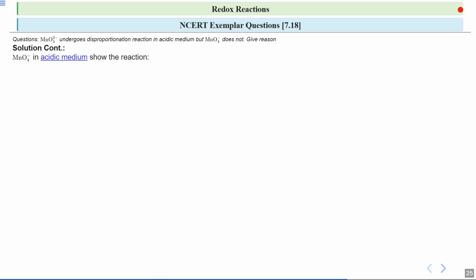What is the reaction that is shown by MnO4- in acidic medium? MnO4- plus 8H+ plus 5 electrons will give you Mn2+ plus 4H2O. Here I have written the oxidation numbers. You can write them by yourself also. But what can be inferred from the oxidation state? Manganese has a +7 oxidation state.